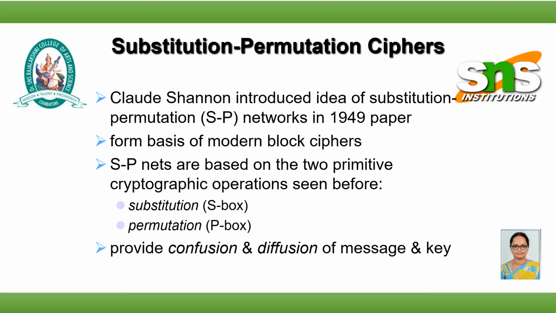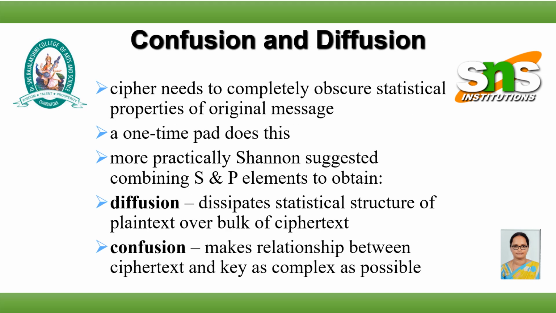Here we are concentrating on two things: substitution and permutation. Substitution and permutation are very basic primitives to perform block cipher. Along with substitution and permutation, we have two things, confusion and diffusion. Diffusion means it dissipates the statistical structure of the plain text over the bulk of the ciphertext. Confusion means it makes the relationship between the ciphertext and key as complex as possible.